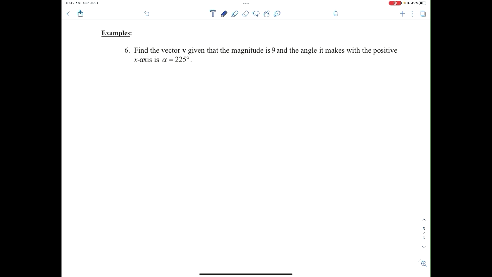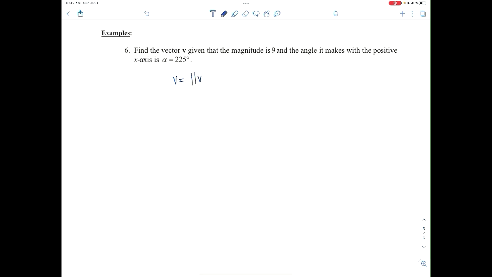Okay, find the vector v given that the magnitude is 9 and the angle it makes with the positive x-axis is alpha equals 225 degrees. So again, it's very similar. It's almost like a riddle where we're trying to figure out what this vector is when they give us some clues. Again, let's start with our same formula that we did before.